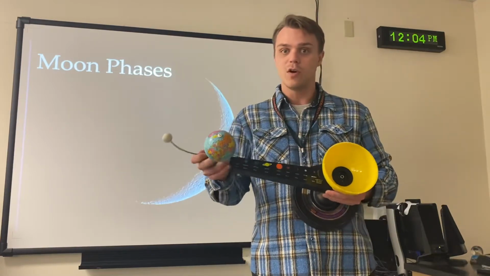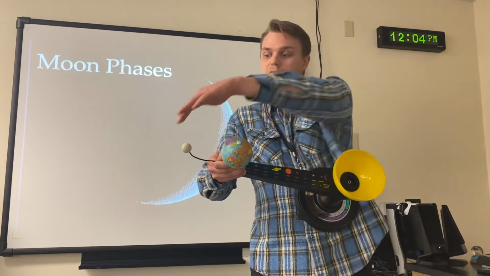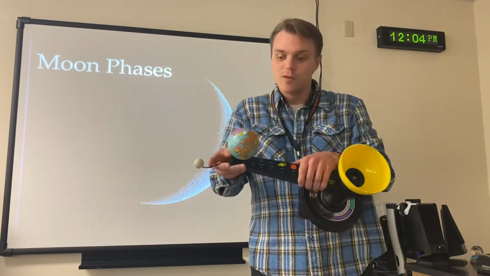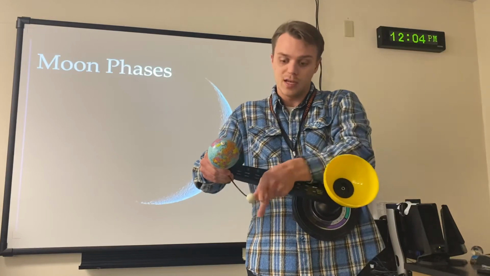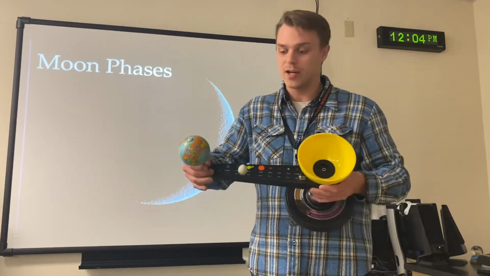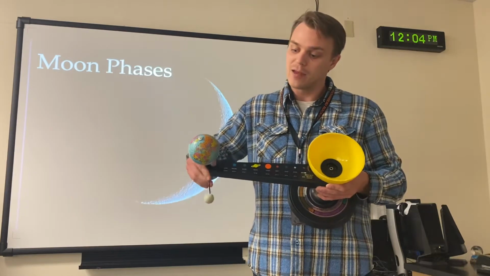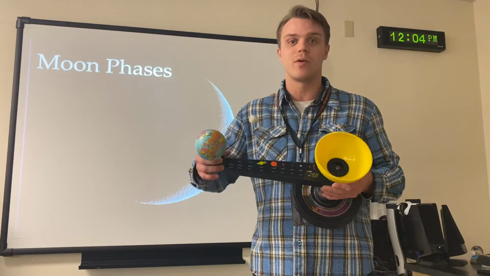So if the moon is over here, that means this side of it is going to be lit because the sun is over here. This side is going to be dark. If we move the moon over here, once again, right? This side of the moon is lit because the sun's here. This side of the moon is dark, and so on, all right? So the moon is going to be traveling around the Earth, and because of that, we are going to see different parts of it being lit.